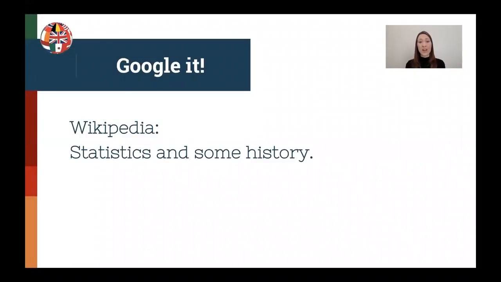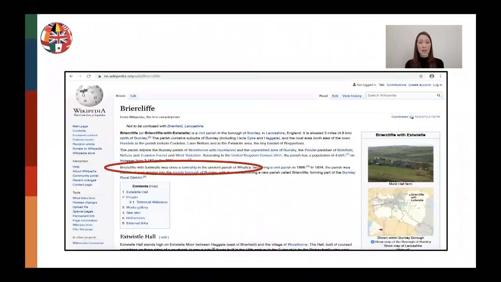We can also check out Wikipedia. It has statistics and some history. That's really good information. And on the Briarcliff page, it was very helpful. It says Briarcliff with Edwitzel was once a township in the ancient parish of Whalley. So now I could check out Whalley Parish and see if it has the earlier records.